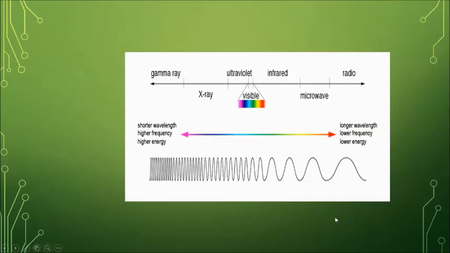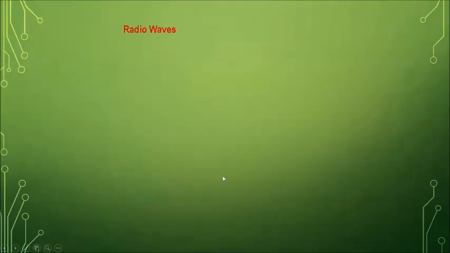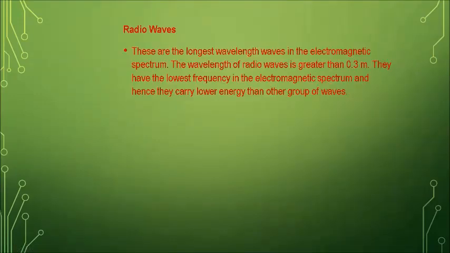And with that, let's take a look at them one by one. Okay, so starting with the radio waves. These are the longest wavelength in the spectrum. Okay, so yun yung kanyang wavelength, 0.3 meters.